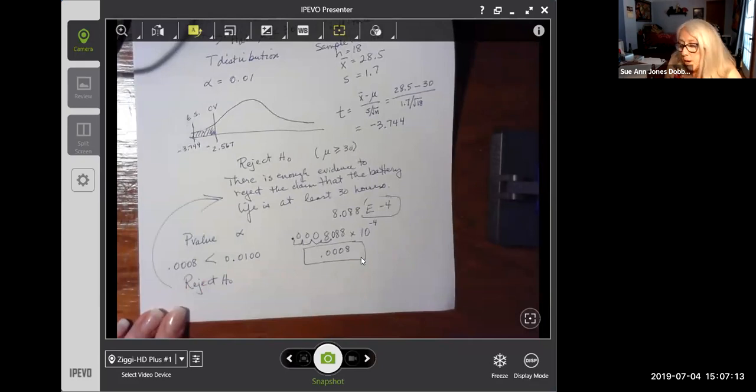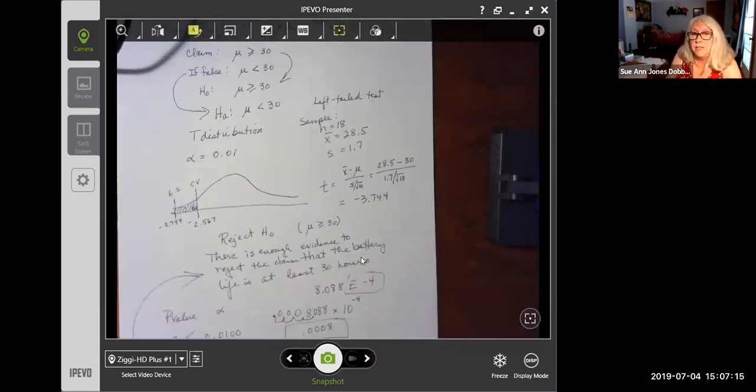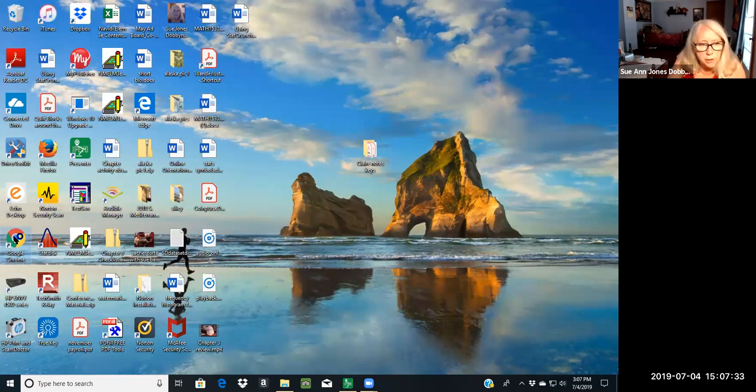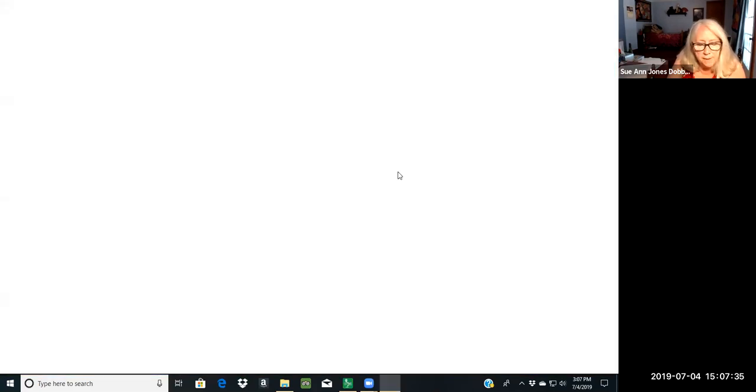Okay, so now I'm going to change the screen. I'm going to do the exact same problem using StatCrunch. For some reason, I lost StatCrunch here. So I'm going to have to pull it up. I guess when I hit my keyboard, I lost that.